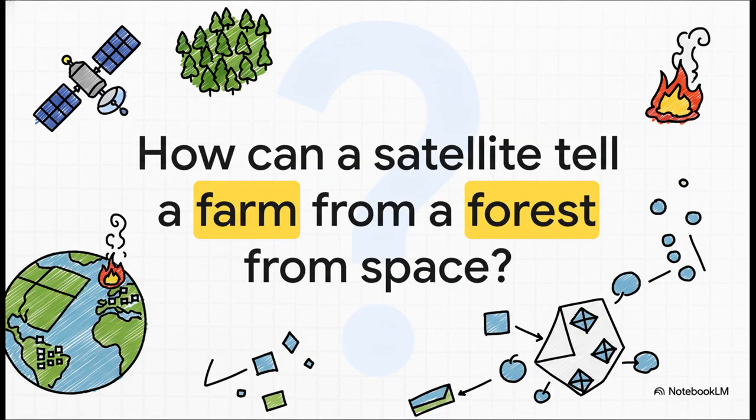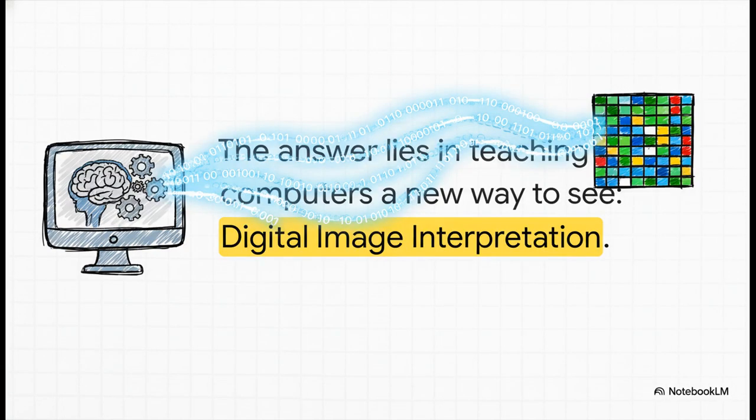So have you ever wondered about this? When you see a satellite image, to us, it's just a picture. But how does a computer see it? How can it possibly tell the difference between a farm and a forest, or track the exact path of a wildfire, all from hundreds of miles up in the sky? Well, the answer is pretty incredible.